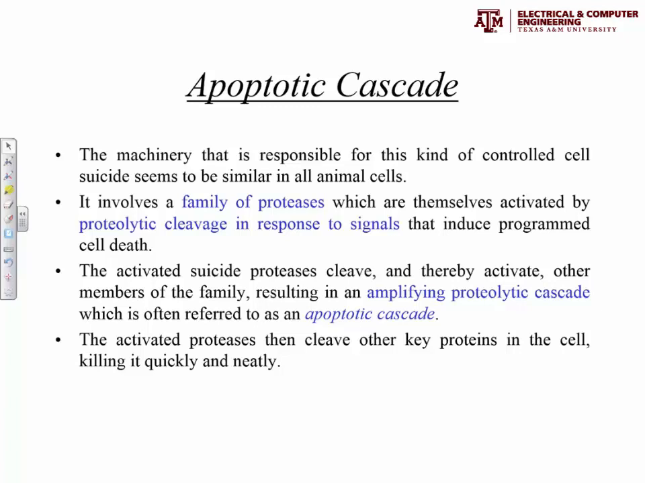The activated suicide proteases cleave and thereby activate other members of the family, resulting in an amplifying proteolytic cascade, which is often referred to as an apoptotic cascade, right? So something gets the reaction started, it's like a chain reaction, and then everything starts falling apart, but very, very neatly. The activated proteases then cleave other proteins in the cell, killing the cell quickly and very neatly.